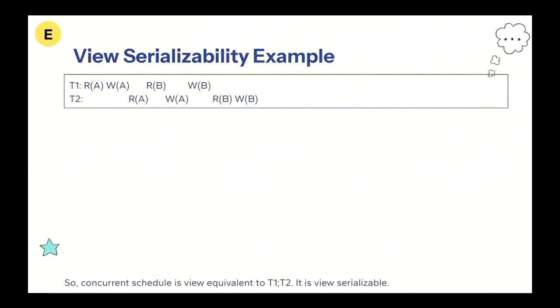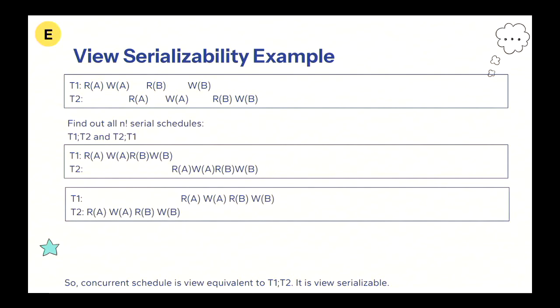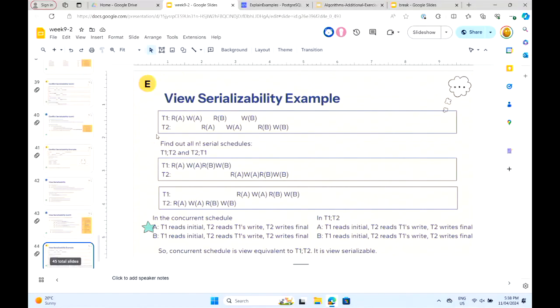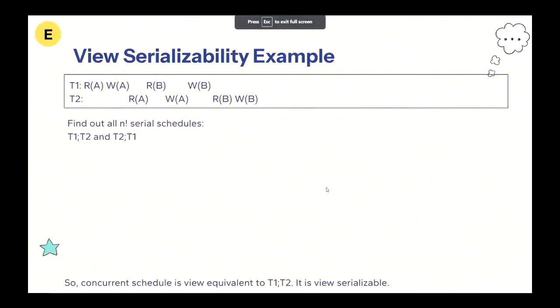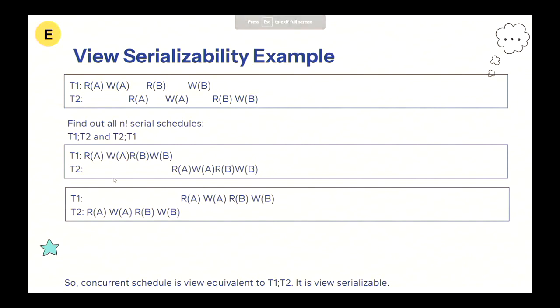Oops, I messed up the animation. But anyway, let's start. And so these are the 2 serial schedules possible for T1 and T2. And if we assume we have 3 transactions, how many possibilities do we have? 6, right? 6.